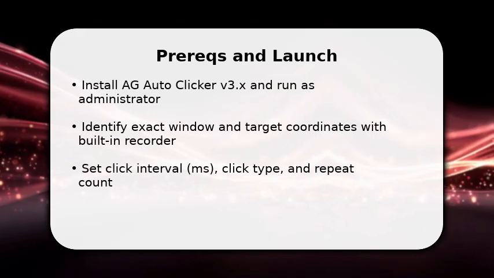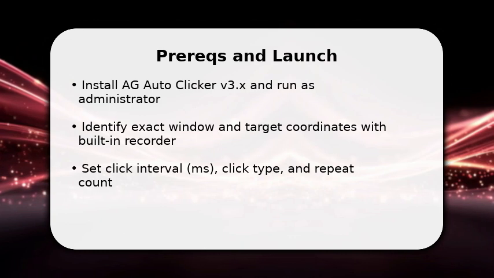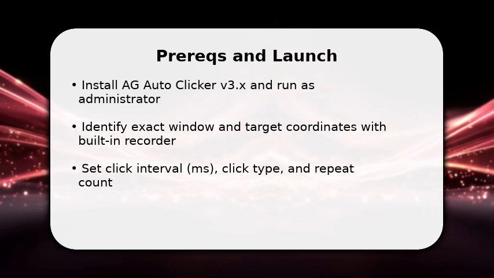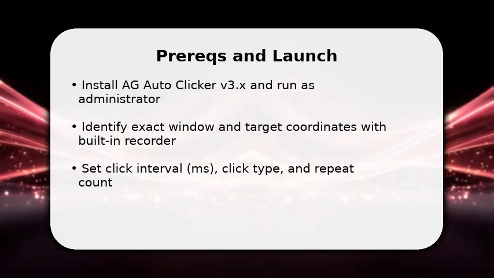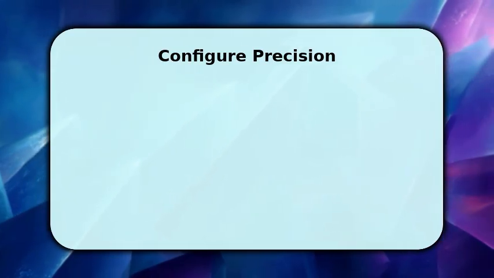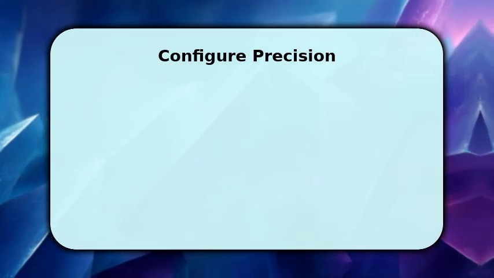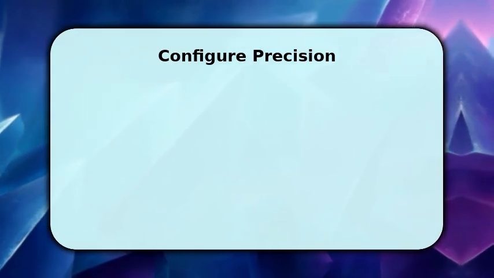These initial settings determine reliability, so confirm window focus, and that repeat count is set to the intended number before moving on. Now you refine precision. Switch between absolute and relative coordinates depending on whether the window moves or resizes, because absolute breaks if positions shift.